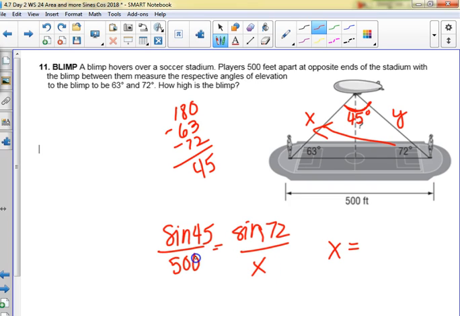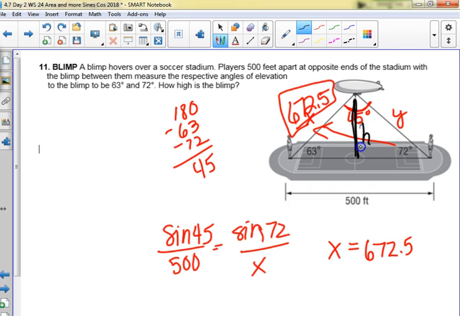Okay, I'm going to cross multiply: 500 times the sine of 72 divided by the sine of 45. Make sure I close my parentheses, and I get 672.5. Right here on this side. Now I can find this height down the middle. It's not really down the middle is the problem, but I can find it as a right triangle. I know this is 63 degrees, this is the height, and this is 672.5.